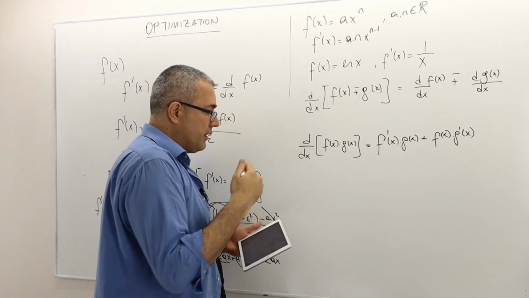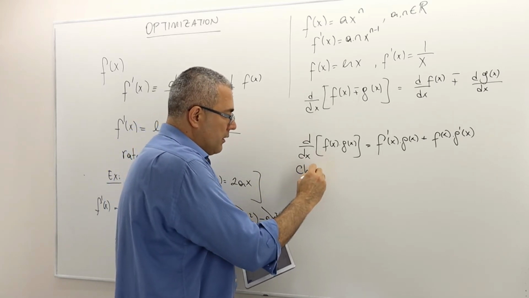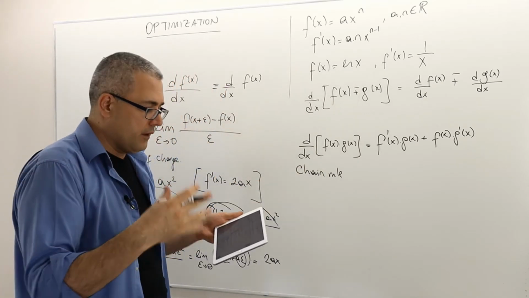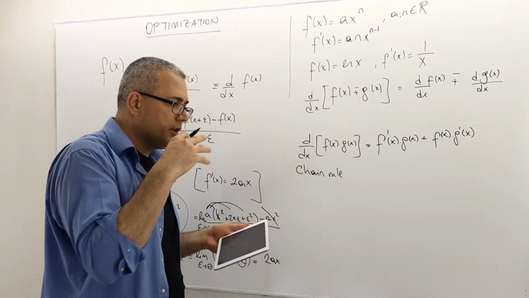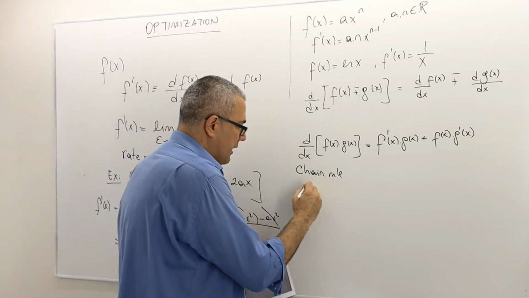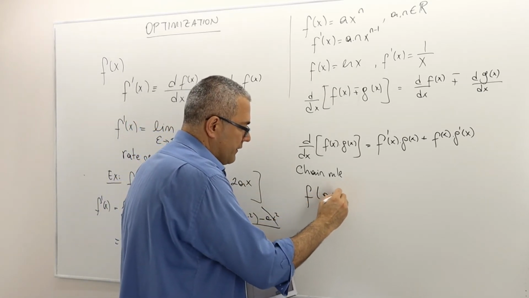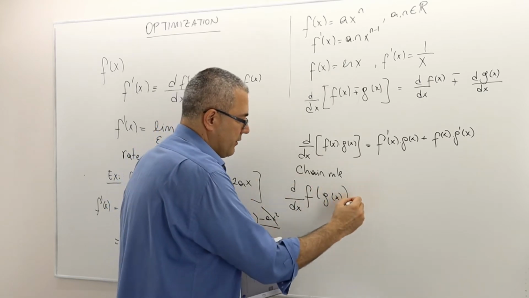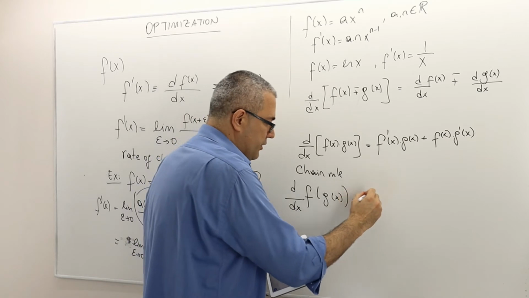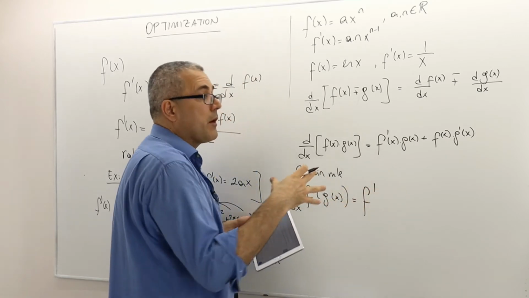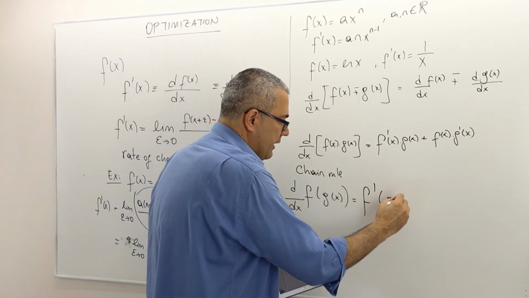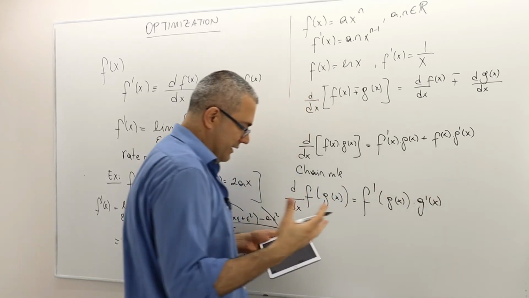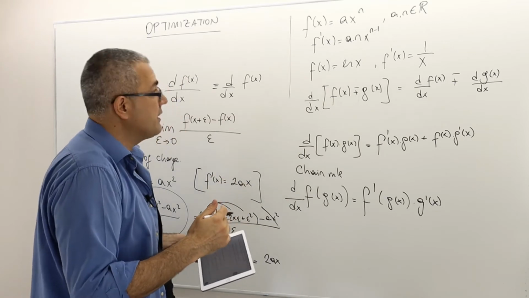And finally, the chain rule. A function can be a function within a function. So I have f of g of x, let's suppose, and I'd like to take the derivative of this with respect to x. How do I do that? According to the chain rule, you first take the derivative of the mother function, leave g of x inside, and then multiply it by the derivative of the inside.